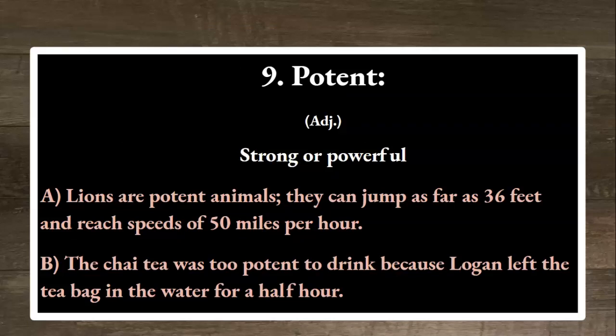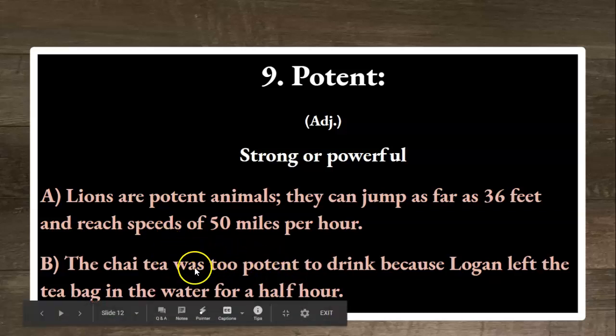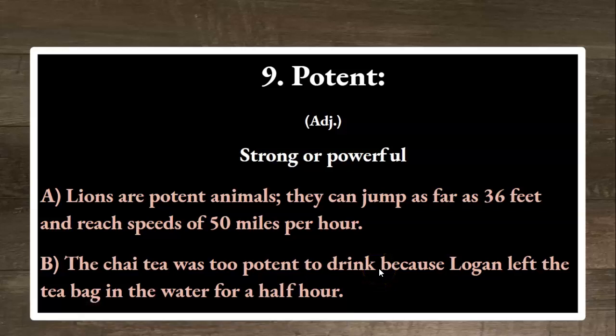Potent means strong or powerful. So for example, lions are potent or strong animals. They can jump as far as 36 feet and reach speeds of 50 miles per hour. And this is an adjective, so you would use it to describe a lion. So for example, I use this as a predicate adjective, so it's after a linking verb describing the noun lion. Or B, the chai tea was too potent. Okay, again, predicate adjective after a linking verb. To drink because Logan left the tea bag in the water for a half hour.